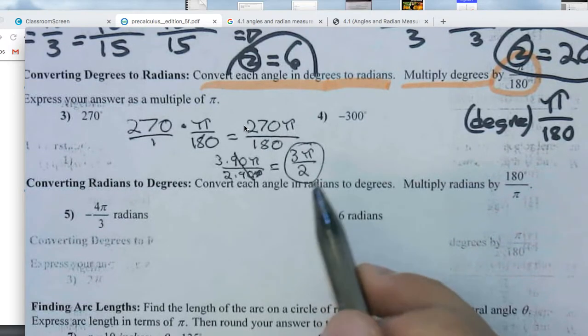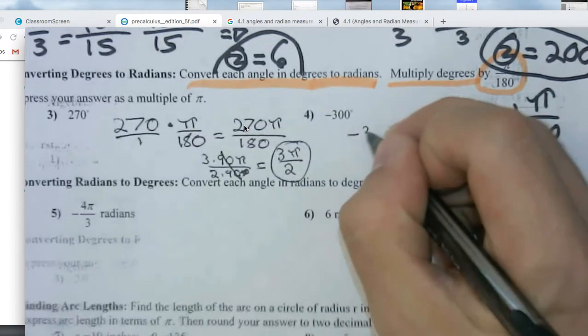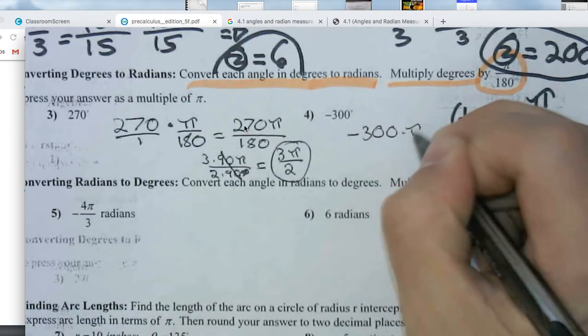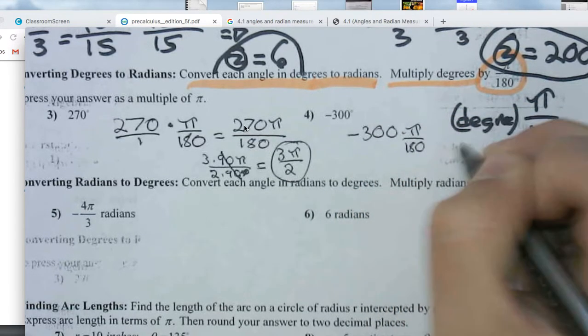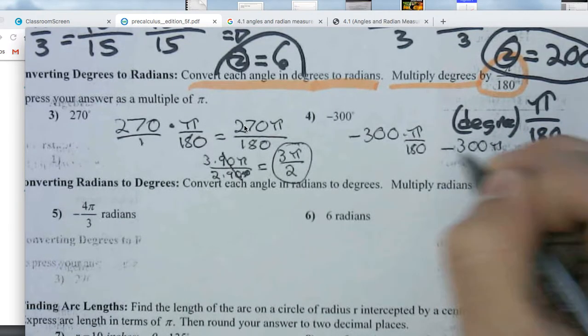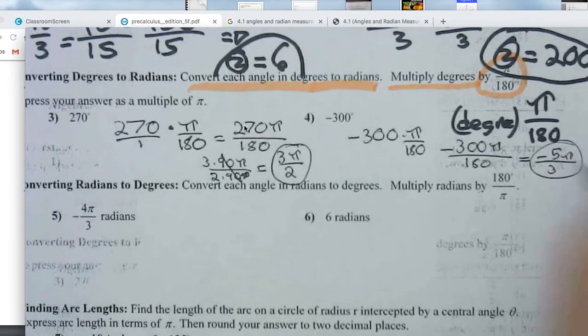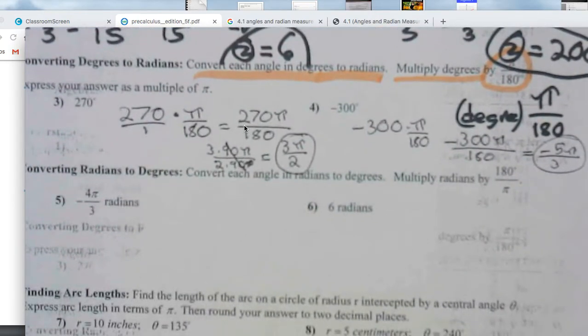We can do the same for negative 300. Multiply it with pi over 180. These are both divisible by 60. So we could say that this is negative 5 over 3 pi. Pretty cool.